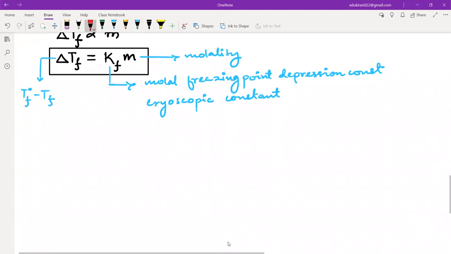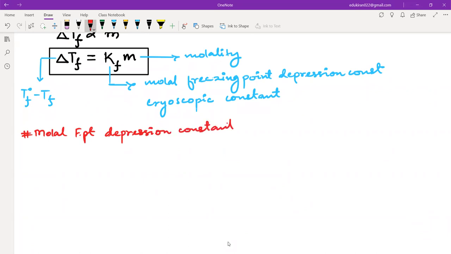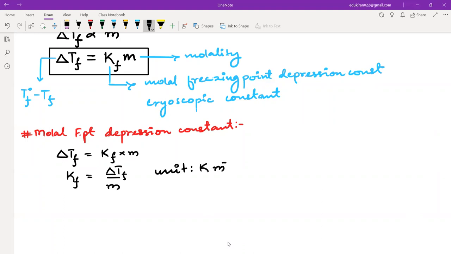Now let us write the unit for KF, what KF is, and how you will define KF. So write the topic: molal freezing point depression constant. Delta TF is equal to KF into m, and from here I can write KF is equal to delta TF upon m. In terms of unit, delta TF is the difference in temperature, that will be Kelvin, per molality, so Kelvin m inverse, or you can also write Kelvin kg per mole. These are the two units that you can see for the molal depression constant.